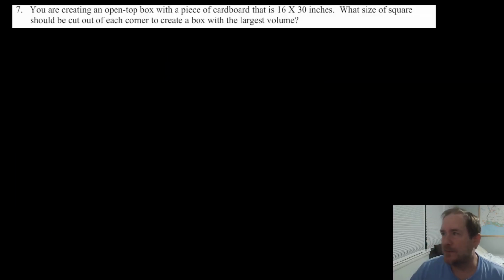So 7, we're creating an open-topped box with a piece of cardboard, and we're doing it again by cutting squares out of the corners. So we've done a problem like this before. So again, if you're just kind of watching, I would encourage you not to watch. If you haven't tried this problem yet, please try it.